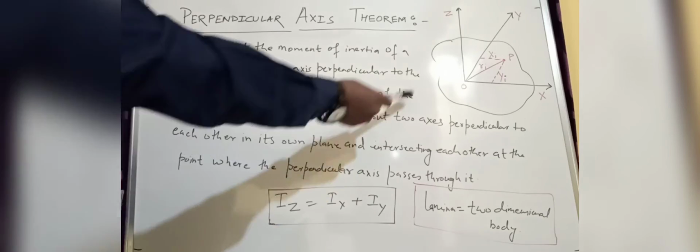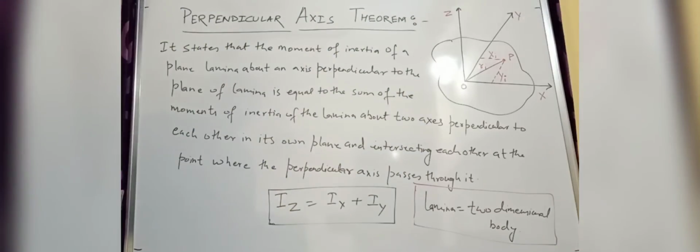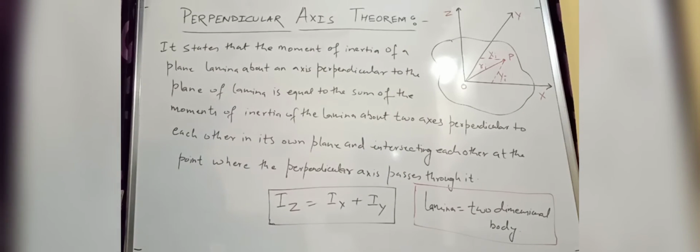In this case, the moment of inertia about this z axis will be equal to the moment of inertia around this x axis plus the moment of inertia along this y axis. Clear? You just have to add the moments of inertia of these two axes, and that will be equal to the moment of inertia around this z axis. So this is your perpendicular axis theorem.